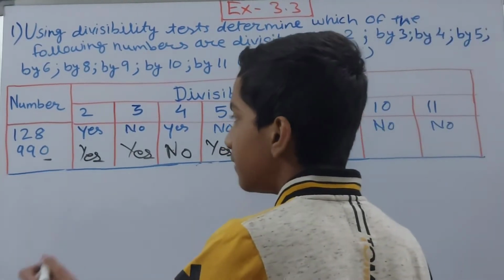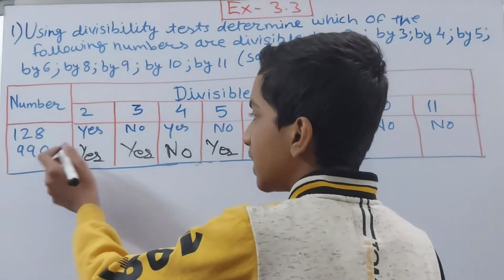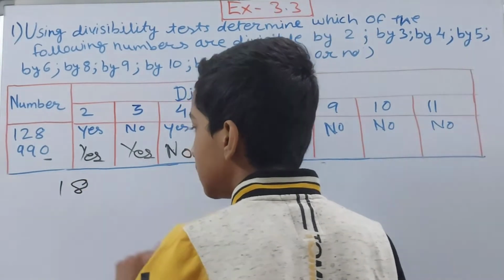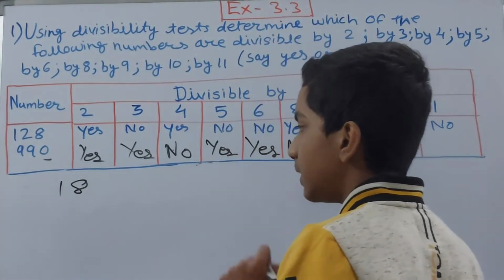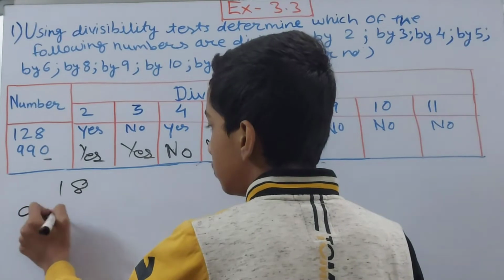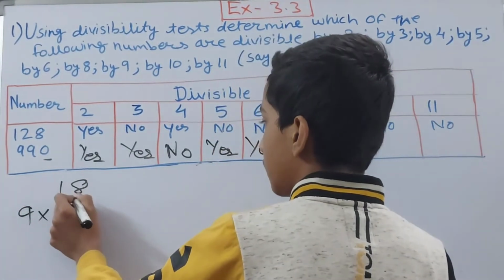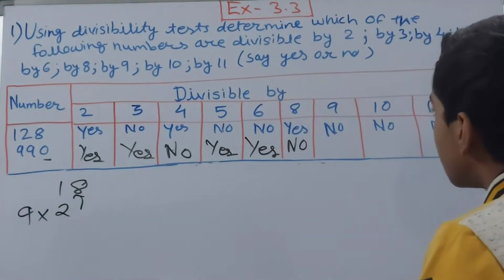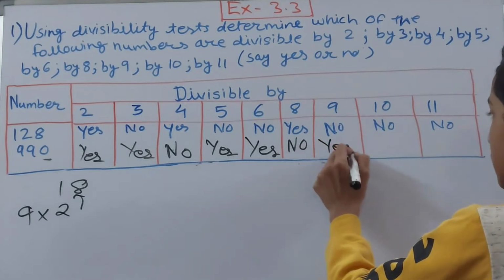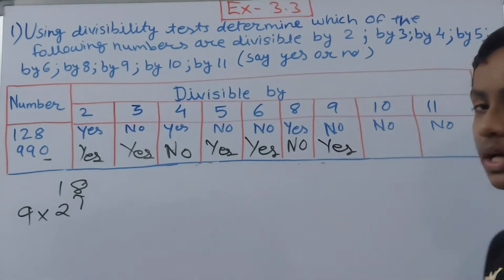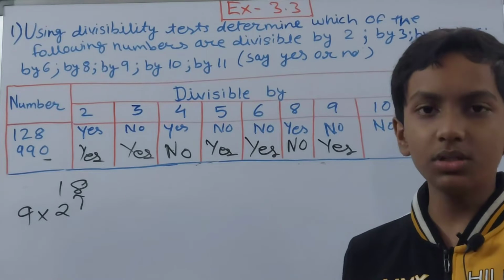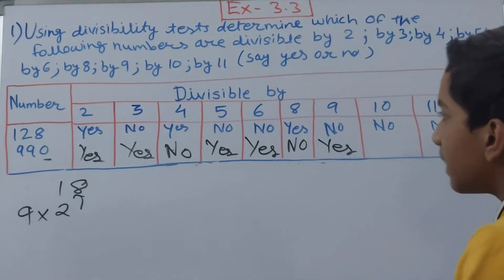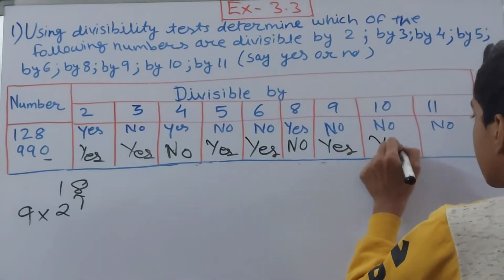990, if we have added, we have done with 3. So 9 plus 9 plus 0 is 18. Is 18 a multiple of 9? Yes, it is. 9 into 2, that is going to give you 18. That means it is divisible by 9. So you will put a yes here. 10, very simple. The digit at ones place has to be 0 only. Here 990 has 0, so it is divisible by 10.